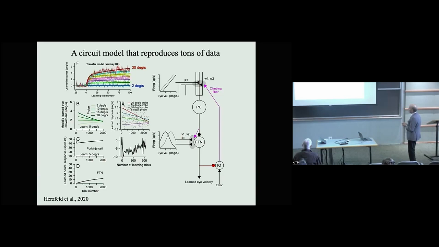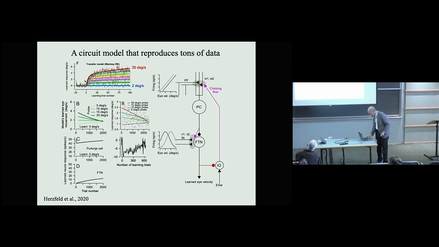These are generalization curves. So here is generalization where the animal learned with an instruction at 5 degrees per second, and then we tested it with pursuit probes at different speeds. And you can see that the faster the speed, there's lousy generalization early in the early trials, great generalization by the time you get out to 2,000 trials. The model does the same thing. In this model, we sort of built into it that the Purkinje cells learn early and forget. Same thing here. And this is our prediction for what the FTNs ought to do. They ought to continue to increase as learning increases.